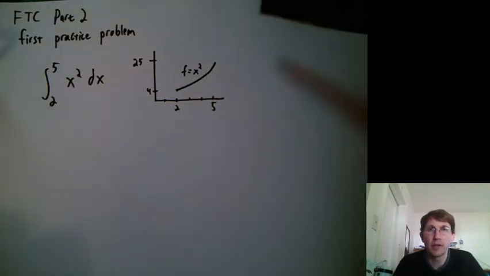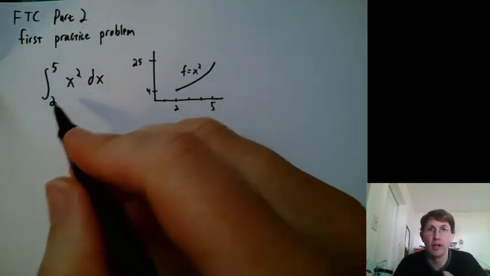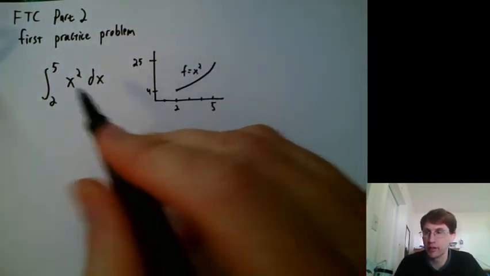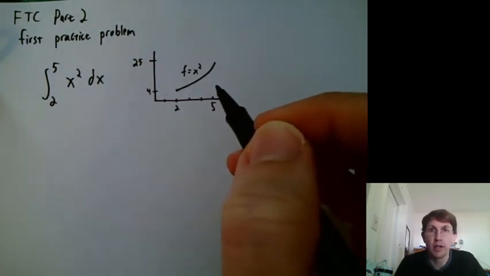Let's do a quick practice problem using the fundamental theorem of calculus part 2. So let's do the integral of x squared from 2 to 5. I've drawn it here like we should always do when we've got a new integration problem to do. What's our next step after drawing it?